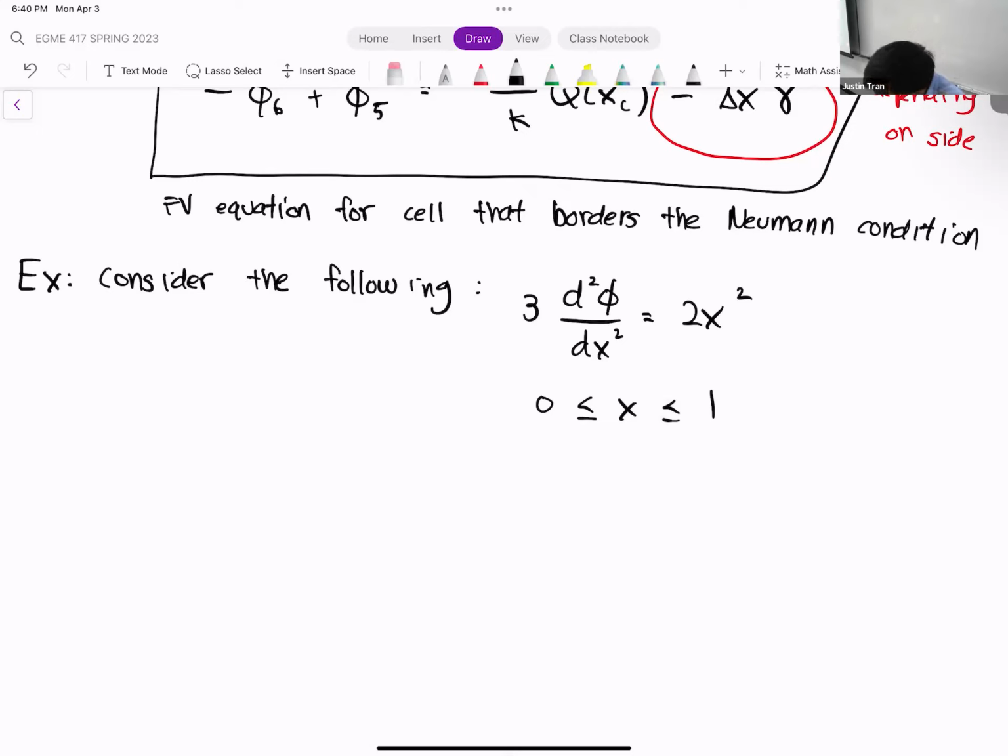We have the following boundary conditions. On the left-hand side, we have a Neumann boundary condition: d phi dx at x equals 0 is going to be equal to 0. And on the right, we have phi of 1 equal to 10.